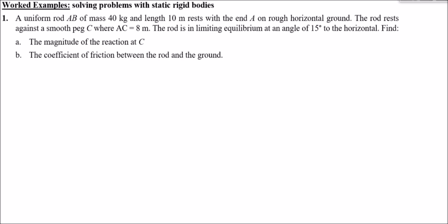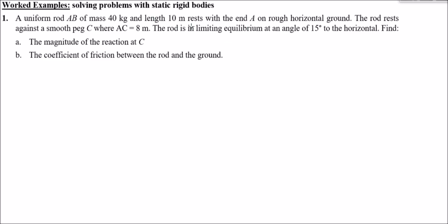Let's put it straight into practice with a worked example. First of all, we have a uniform rod, AB, of mass 40 kilograms and length 10 meters. It rests with the end A on a rough horizontal ground. It also rests against a smooth peg C, where AC is 8 meters. The rod is in limiting equilibrium at an angle of 15 degrees to the horizontal. So this is quite a lot of information to take in.